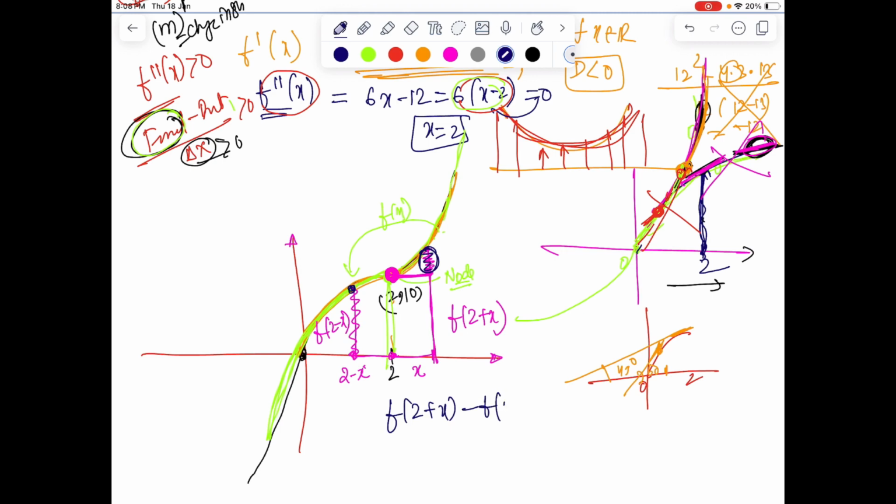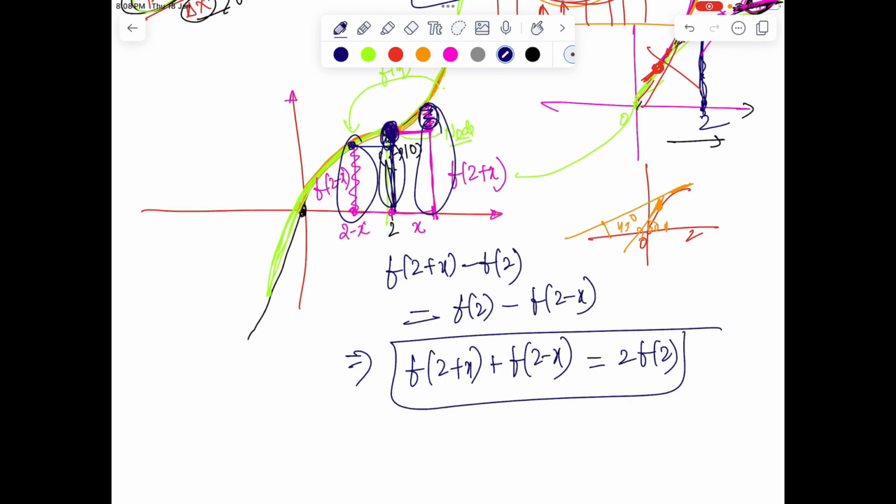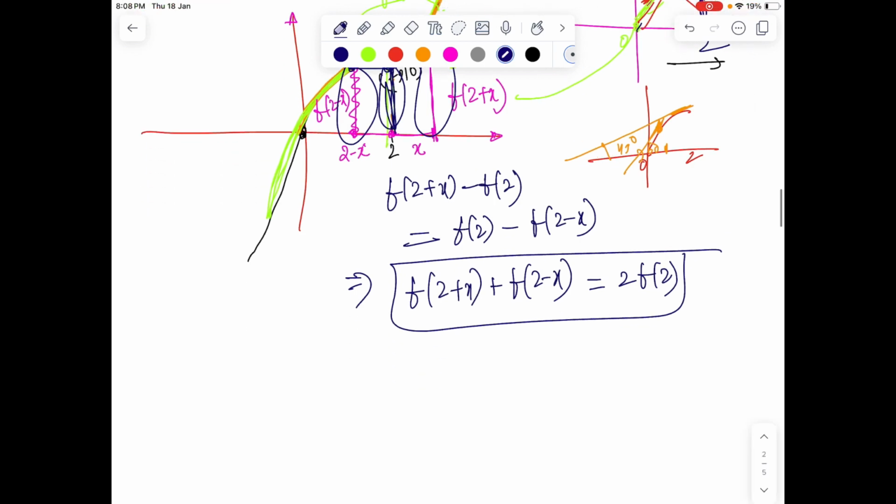So this extra height, which is f of 2 plus x minus f of 2, will be the same as this height, which is f of 2 minus f of 2 minus x, because of the symmetry about this point. Okay, so basically I can tell this height plus this height divided by 2 is the height at 2, the average. So f of 2 plus x plus f of 2 minus x equals 2 times f of 2.